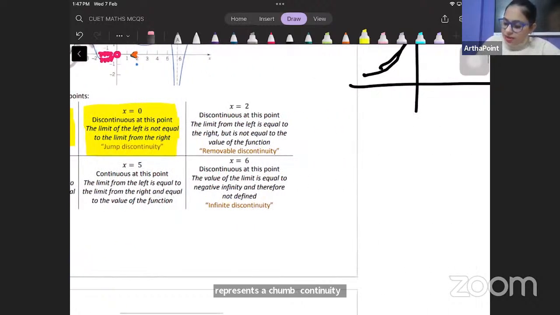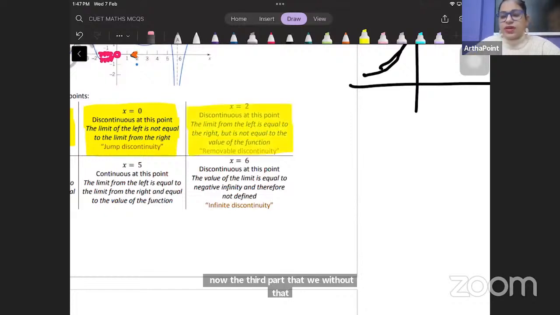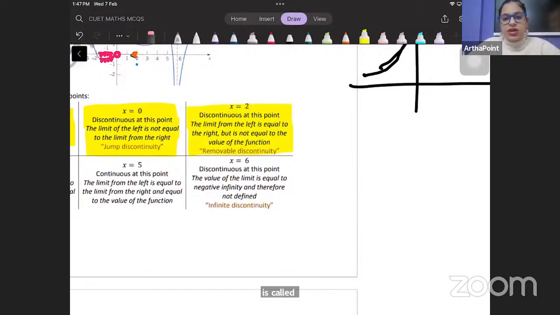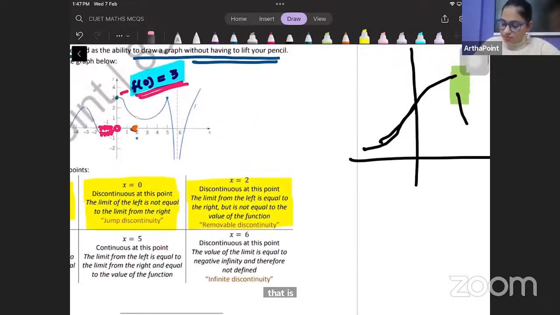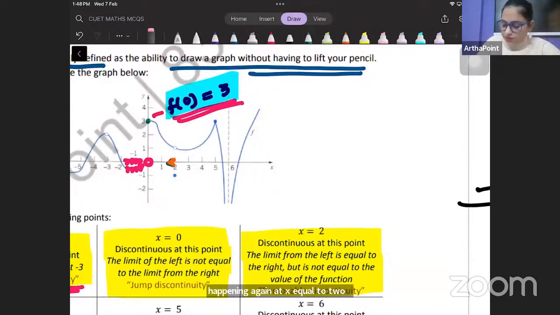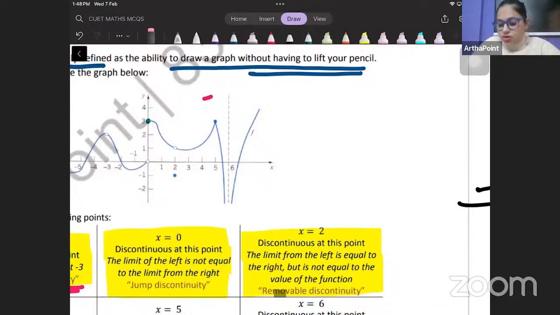Now the third part that we have, beta, that is called as another way to show removable discontinuity. That is happening again at x equal to 2. तो अगर हम यहाँ देखते हैं फिर से the third part of this diagram, again you see that from both the sides I am going towards the same value only.